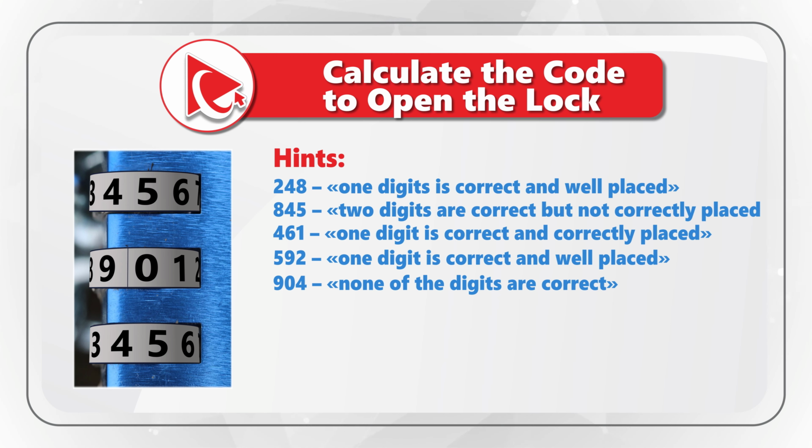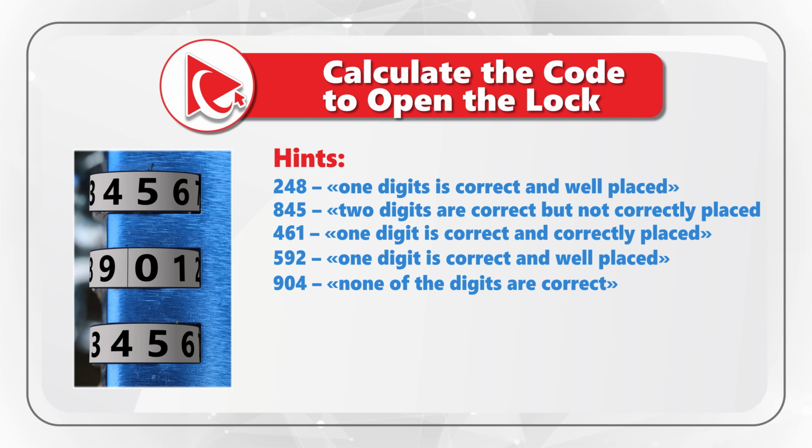The hints are: in the digits 248, only 1 digit is correct and well placed. In the digits 845, 2 digits are correct but not correctly placed. In the digits 461, only 1 digit is correct and it is correctly placed. In the digits 592, only 1 digit is correct and it is well placed. And last but not least, the hint that in the digits 904, none of the digits are correct.